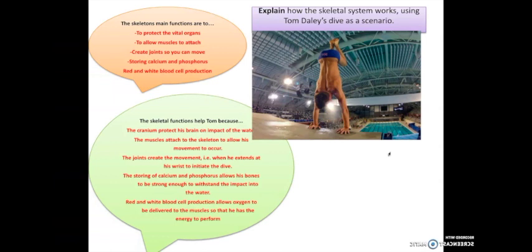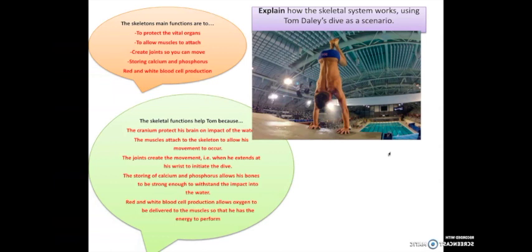So we know the 5 main functions by now: protect the vital organs, allow muscles to attach for movement, create joints so you can move, store calcium and phosphorus, red blood cell, white blood cell, and platelet production. So the question here is explain how the skeletal system works using Tom Daley's dive as a scenario.